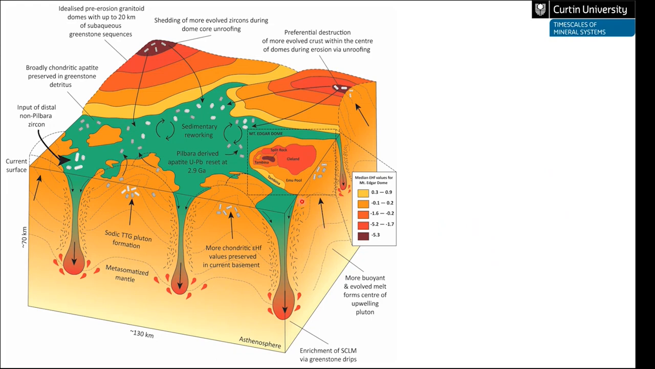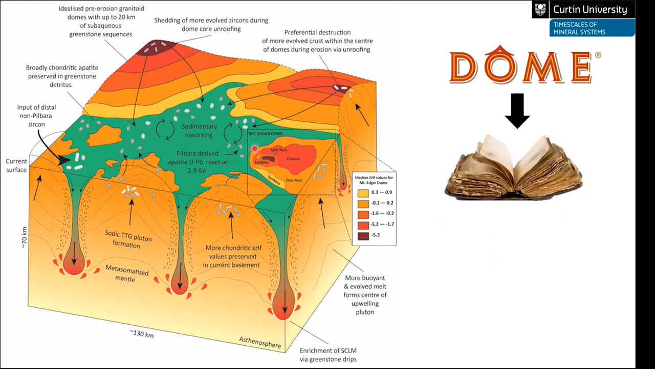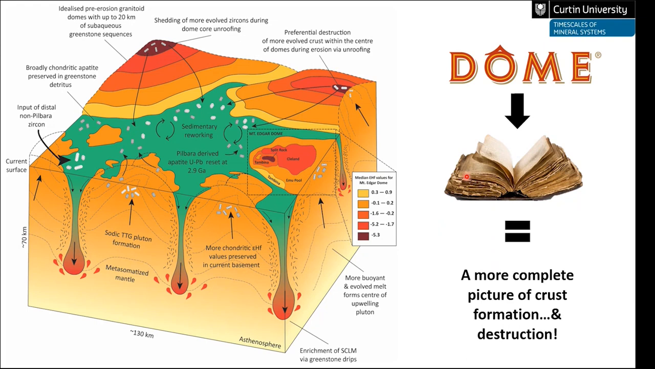The destruction of evolved dome cores is recorded by the detrital zircon record. So you can imagine that we have a dome, which is then lost into the detrital record. And taking into account both of these insights, we get an even more complete picture of crust formation and destruction in the East Pilbara terrain. So the detrital record is like an old book. Once you look past the damage, there is a good story of crustal evolution in the East Pilbara terrain.